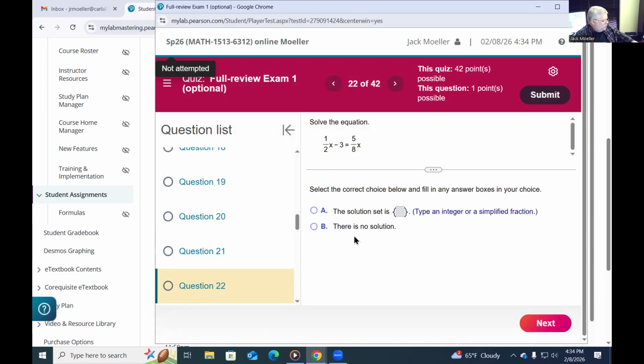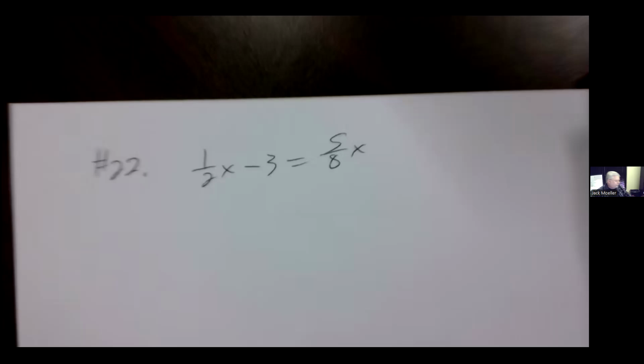Great. What is the first step on solving this equation with fractions? I know everybody loves fractions, so let's work through this one. All right.